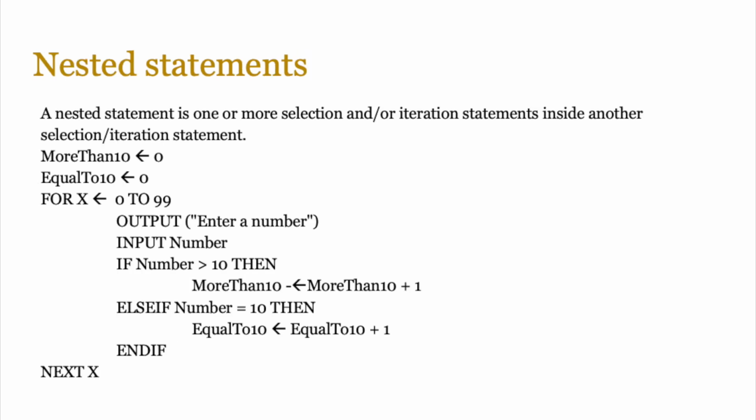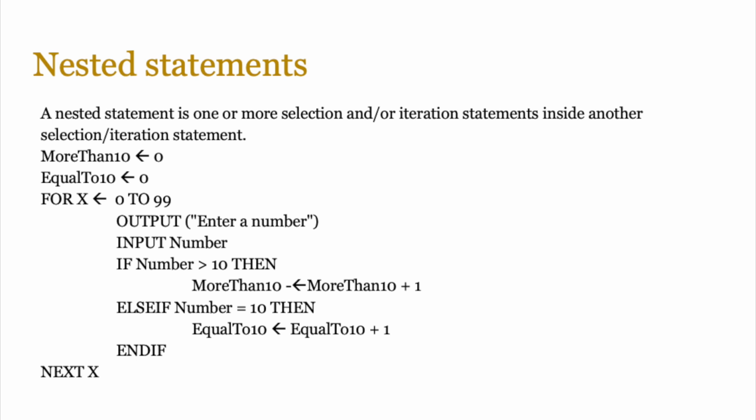Okay, let's look at nested statements. A nested statement is one or more selection or iteration statements inside another selection or iteration statement. So on screen, you see an example where we're using a for loop, and then within the for loop, we've nested an if statement. And this allows us to create quite complex structures.